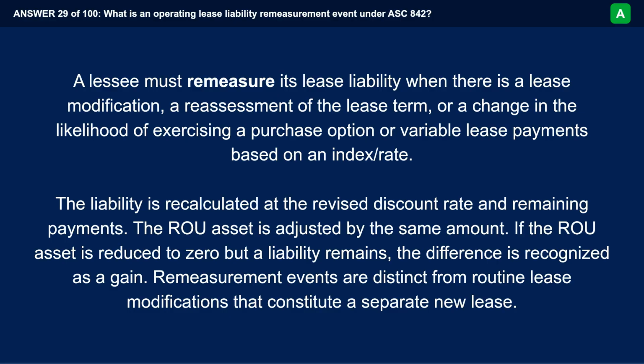The ROU asset is adjusted by the same amount. If the ROU asset is reduced to zero but a liability remains, the difference is recognized as a gain. Remeasurement events are distinct from routine lease modifications that constitute a separate new lease.